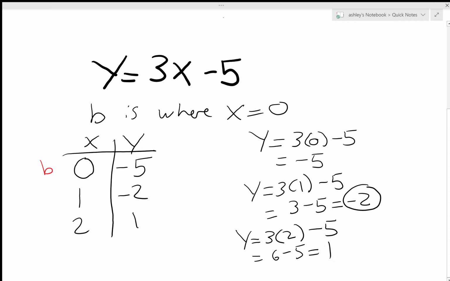So I can see now I have points 0, -5, 1, -2, and 2, 1. And we're going to move from using those tables into having some graphs.